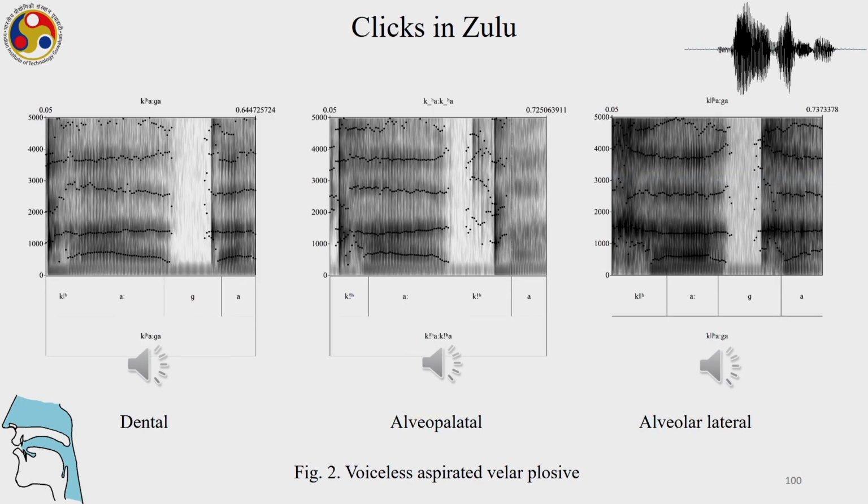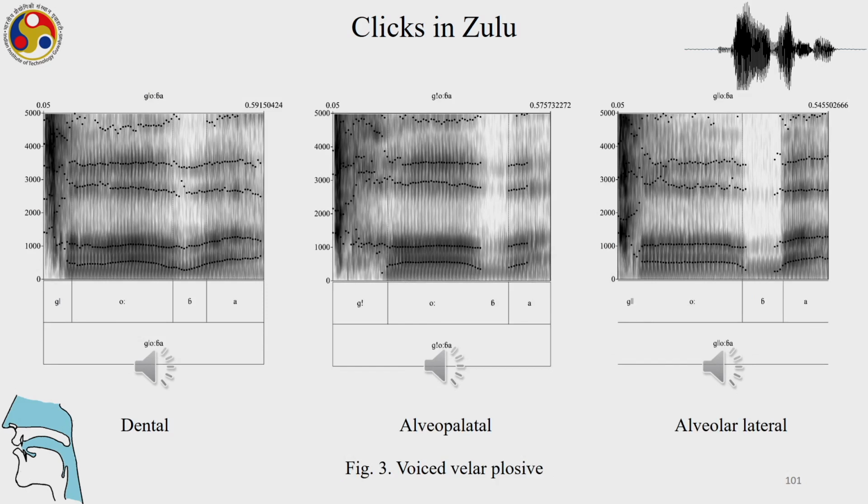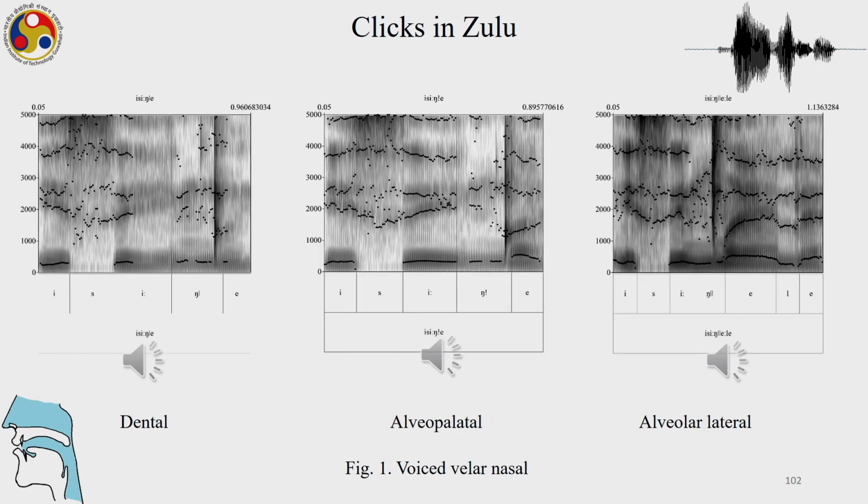And also another one here, Kaka. Toba. Toba, dental, alveopalatal and lateral. Isinqi, Isinqa, Isinxele.